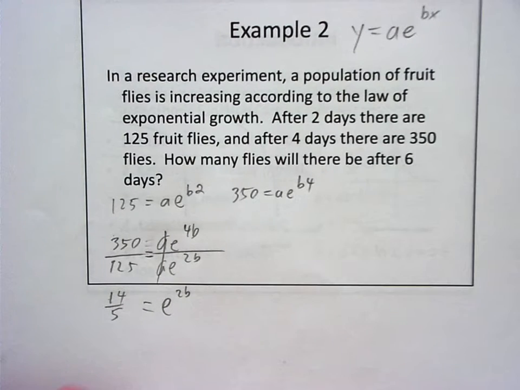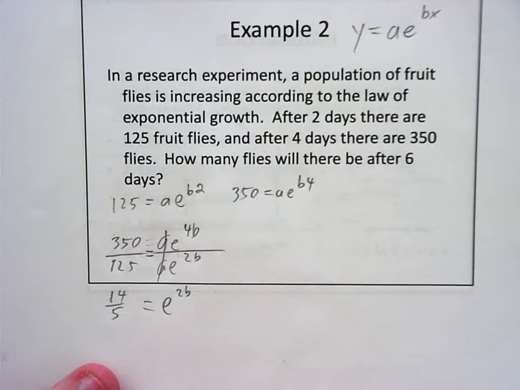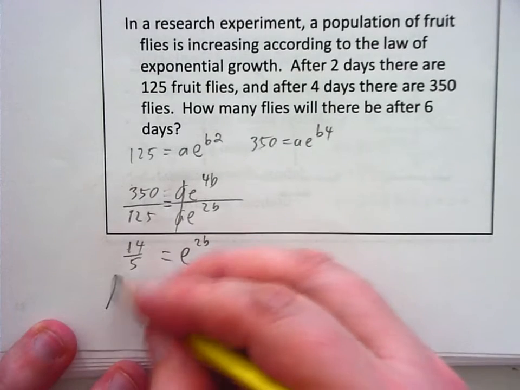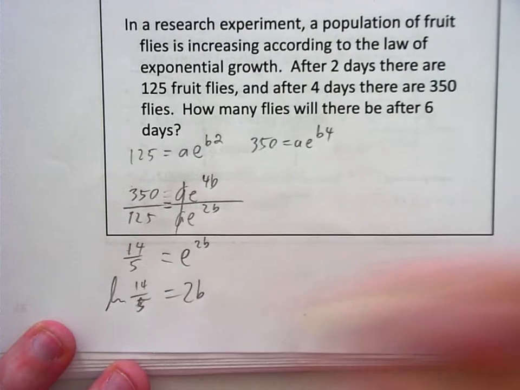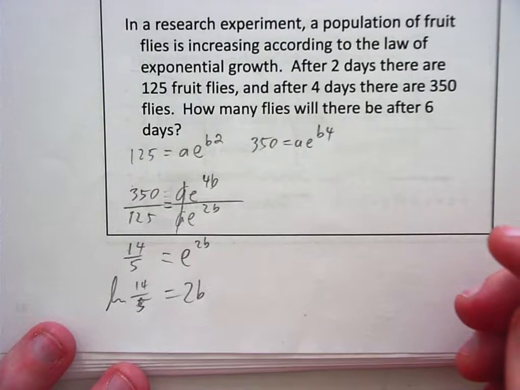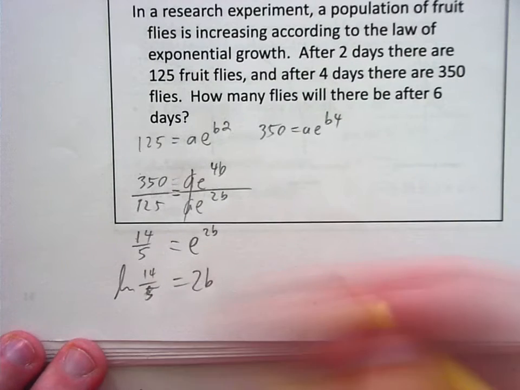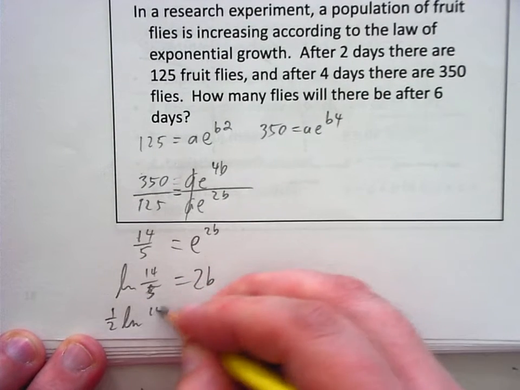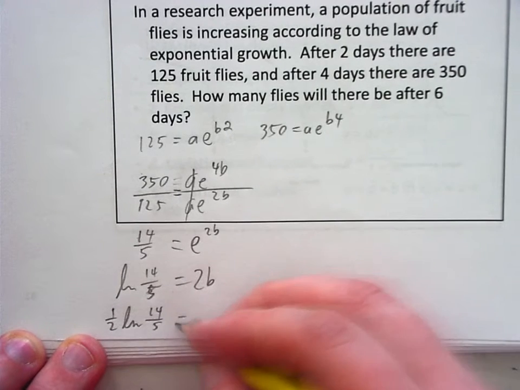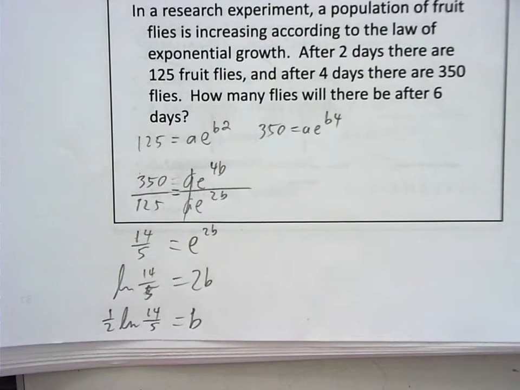Okay, so from here, what do I do to solve for b? ln, yep. ln of 14/5 is equal to 2b. Then what? Divide by 2. I'm actually going to cheat a little bit. I'm just going to write 1/2 since I don't have much room left on the page. Okay, so that's the b value.